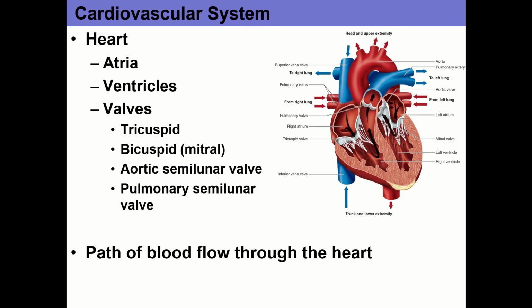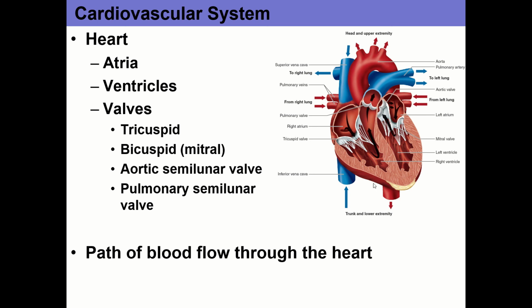Then we have our semilunar valves. So the semilunar valves separate the ventricles from the blood vessels that they empty into. So here you can see we've got our pulmonary artery. And so the semilunar valve between the right ventricle and the pulmonary artery is the pulmonary semilunar valve. And then our other semilunar valve is here, and so that's between the left ventricle and the aorta. And so that is the aortic semilunar valve. And again, those are going to prevent backflow back into the ventricles.